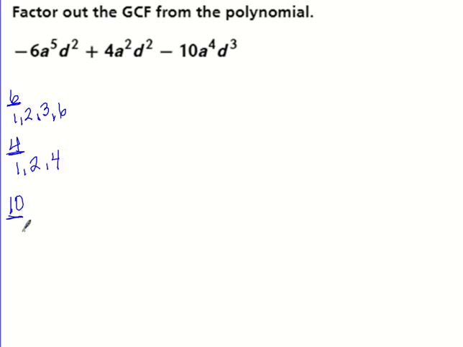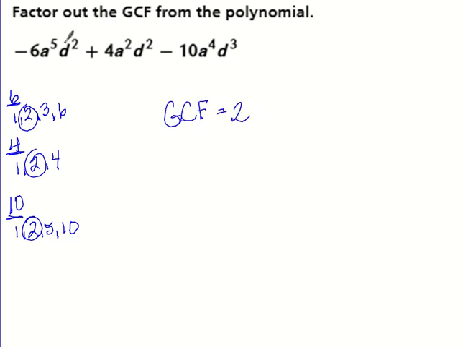And for 10, it'd be 1, 2, 5, and 10. So again, our greatest coefficient we can pull out, our greatest common factor there would be 2. So we're going to start there.